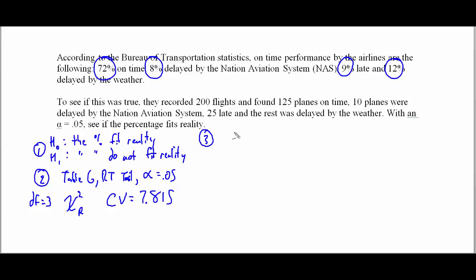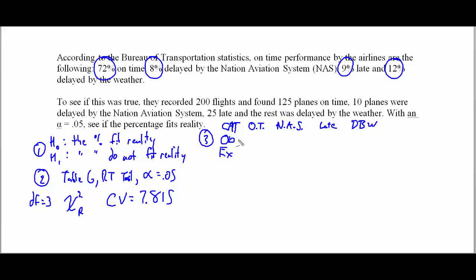Now, for our third step, we need to actually build a table. The table is going to have 3 rows. One row is going to be the category, the second row is going to be our observed, and the third row is going to be the expected. Now, the categories are as follows. On time, so I'll put that as OT. Delayed by the NAS, so NAS. Late, so I'll just write out the word late, it's a short word. And delayed by weather, let's just put delayed by weather.